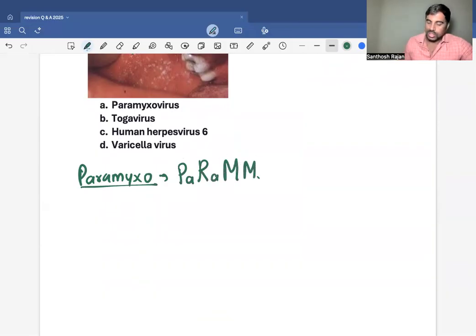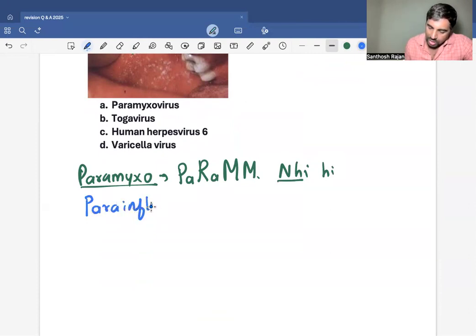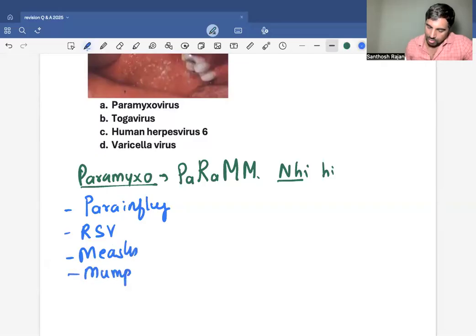PARAMM. Remember it like this: "Param nahi hai." So the first P stands for parainfluenza virus, number one. R is for respiratory syncytial virus. M is for measles and mumps. N is for Nipah, the latest one which is causing problems.